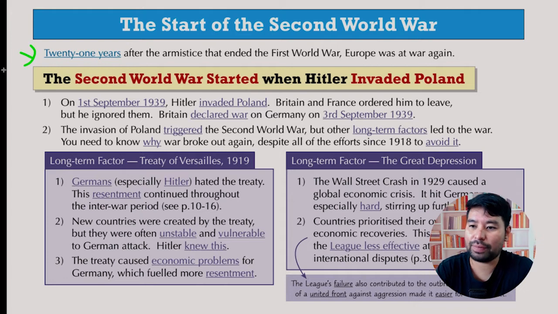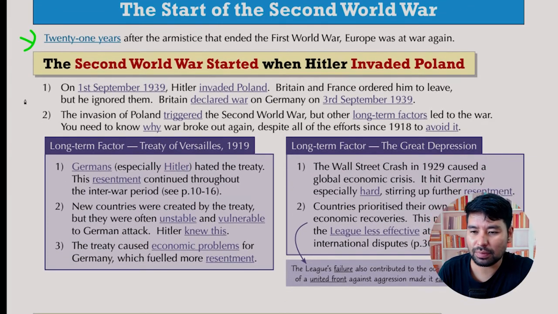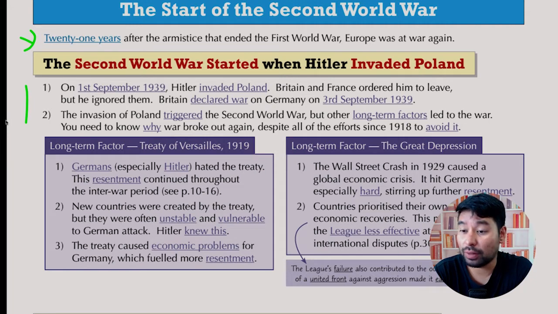So we have some points, number 1 and 2, as you can see here. So just follow me. On 1st September 1939, Hitler invaded Poland. Britain and France ordered him to leave, but he ignored them, of course, right? Britain declared war on Germany on 3rd September 1939. So that was the official day, yeah? And number 2, the second aspect that we have here is that the invasion of Poland triggered.